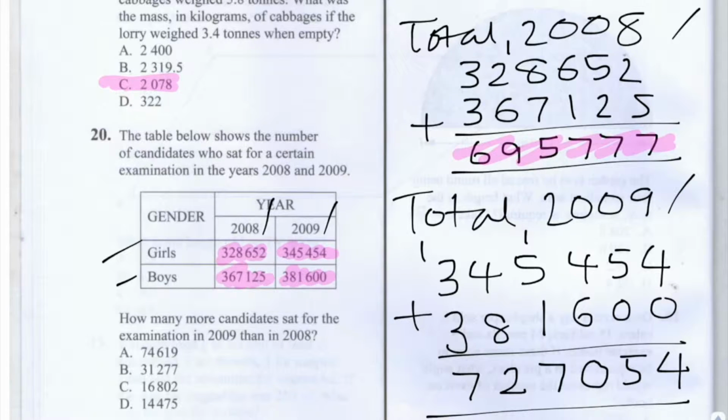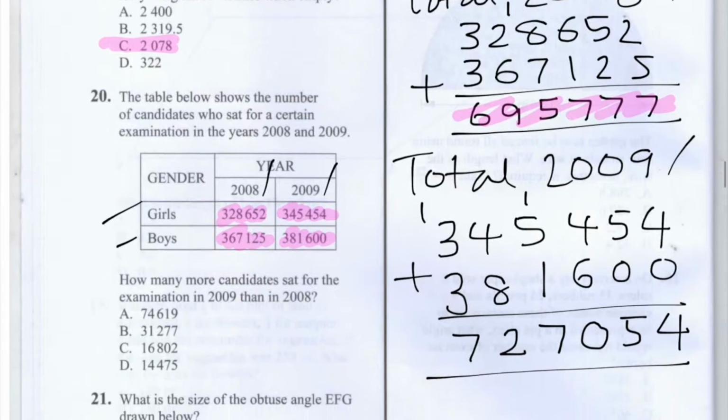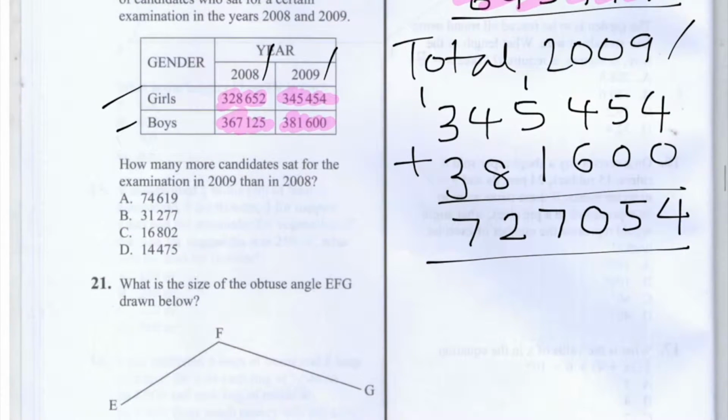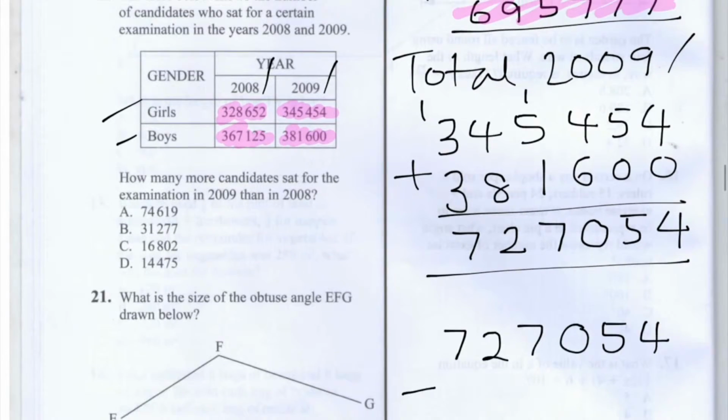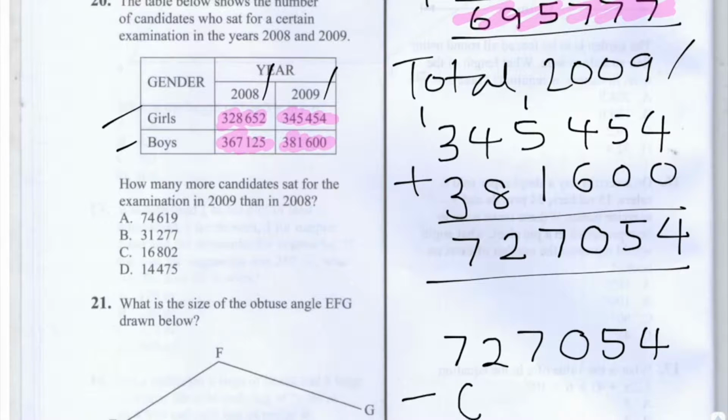695,777 from 727,054. So let's do that. So we have 727,054, subtract, what was this number again? 695,777. So let's do this subtraction here.